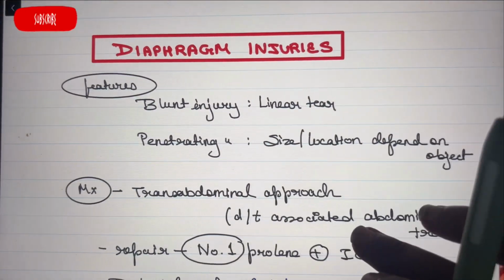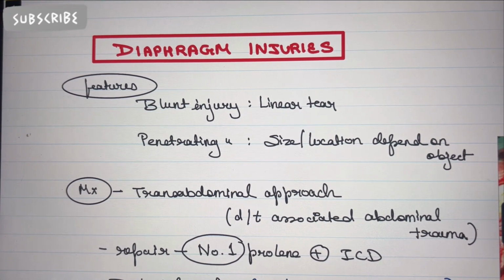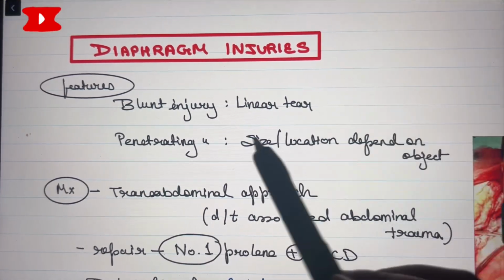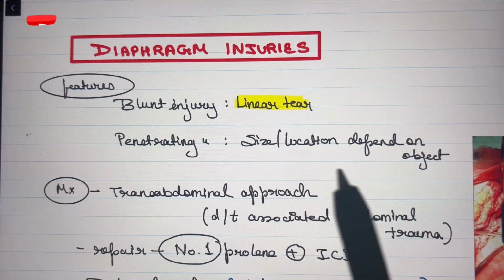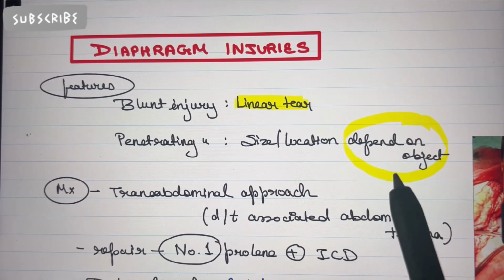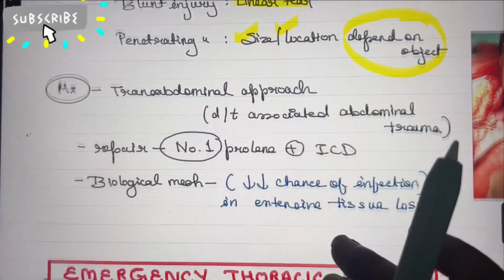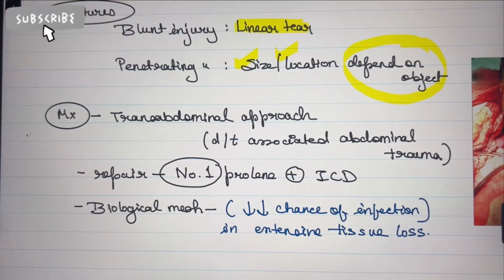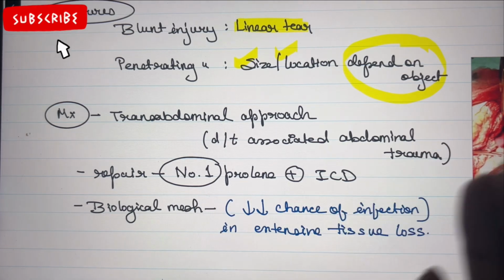Now, diaphragm injury is very common. In my 3 years of MS general surgery as a postgraduate, I have already seen 7 diaphragmatic injuries, and most commonly it is due to penetrating injury. If there is a blunt injury, then generally a linear diaphragm tear is present. But in cases of penetrating injury, it depends upon what object the patient was penetrated by. The size and location depend on that. Generally, in management, we open the abdomen, then we do the diaphragmatic repair. Why? Because near the diaphragm we have the liver and the spleen.